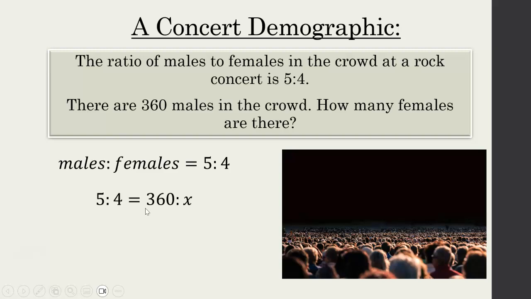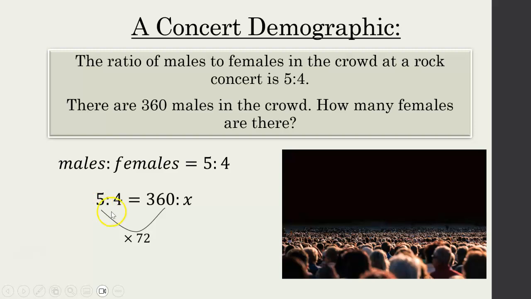So what did we do? Remember, we can multiply or divide 5 by anything. Well, 5 times 72 is 360. Now you're probably wondering, well, how did I get 72? Well, 360 divided by 5 is 72. Okay, so 5 times 72 is 360.